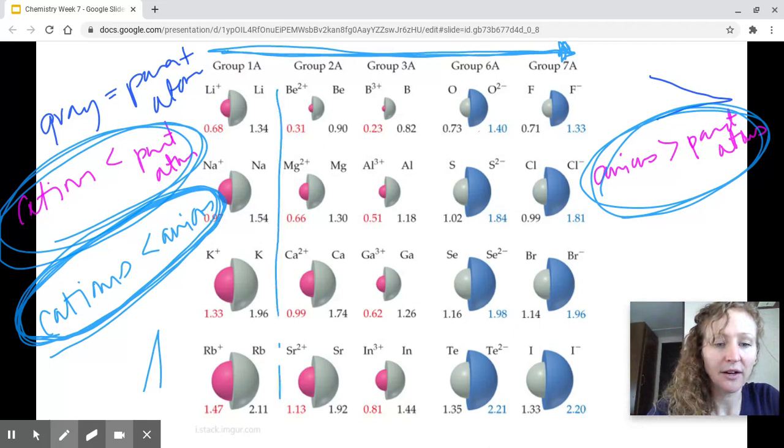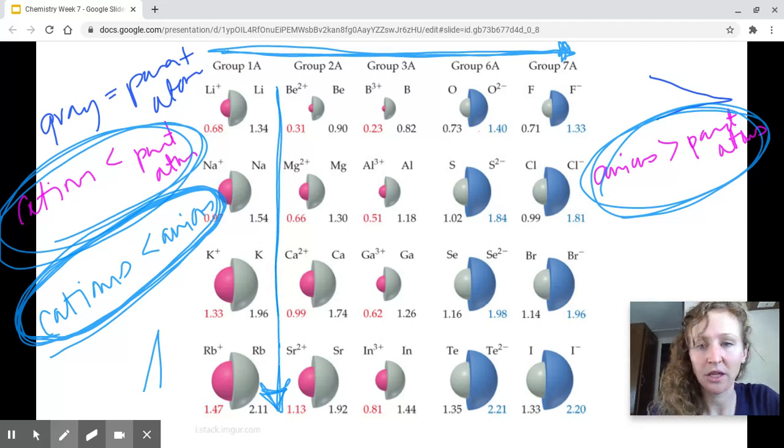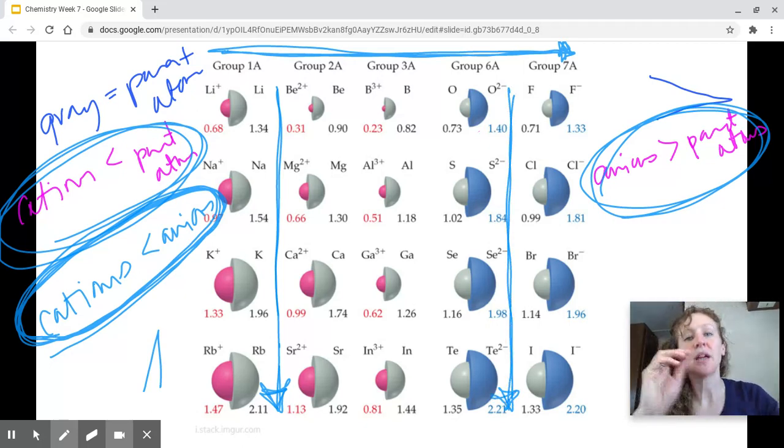Notice they get bigger. The atoms get bigger. That's the gray. The ions get bigger. That's the pink or the blue. Atoms get bigger. Ions get bigger, top to bottom, because of increasing energy levels. Those increasing energy levels are going to dominate anything else that's going on with the atom. Okay, so that's the periodic trend for ionic radius.